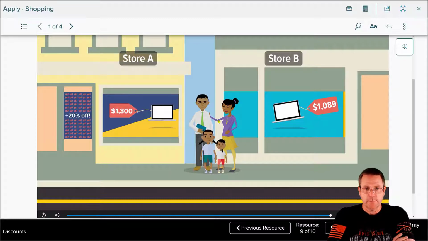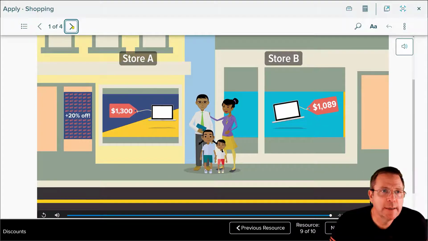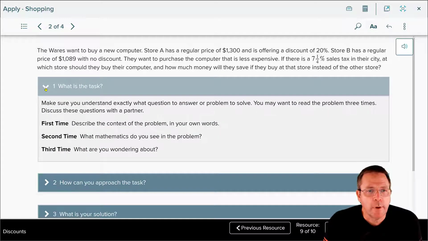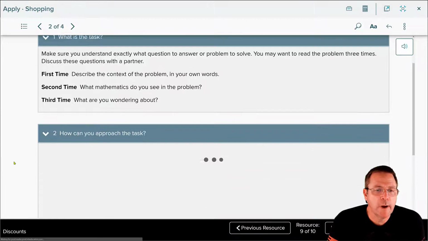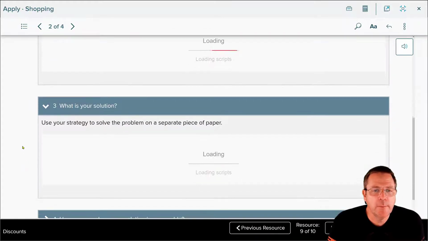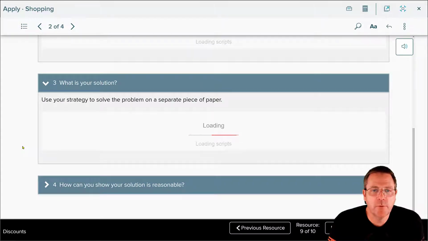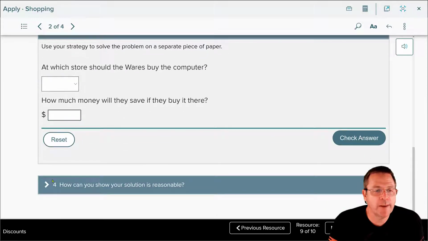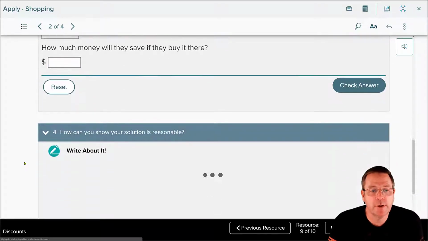Well, that's a pretty interesting question. Let's dig into this just a little bit. Remember, they want you to read your question 3 times. Remember, they want you to be able to write in words how you're going to solve the problem. And then they want you to be able to take and come up with solutions. And I believe they want 2 answers. First one, where should they buy the computer? Second one, how much money will they save if they buy the computer there? And finally, you need to be able to defend your question.